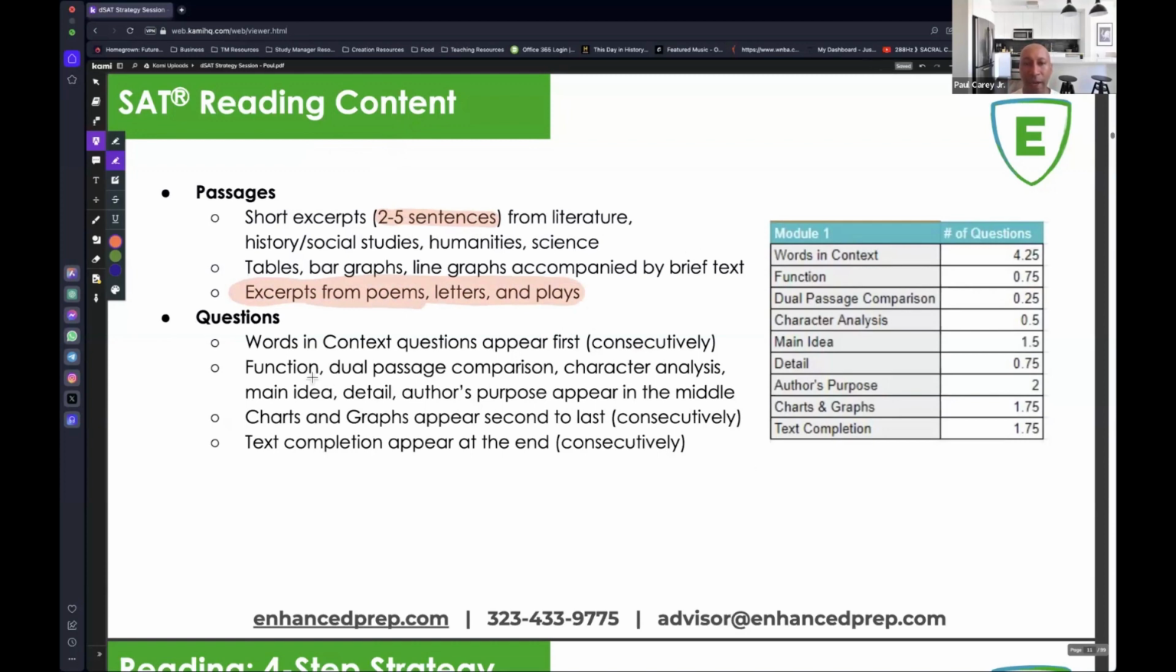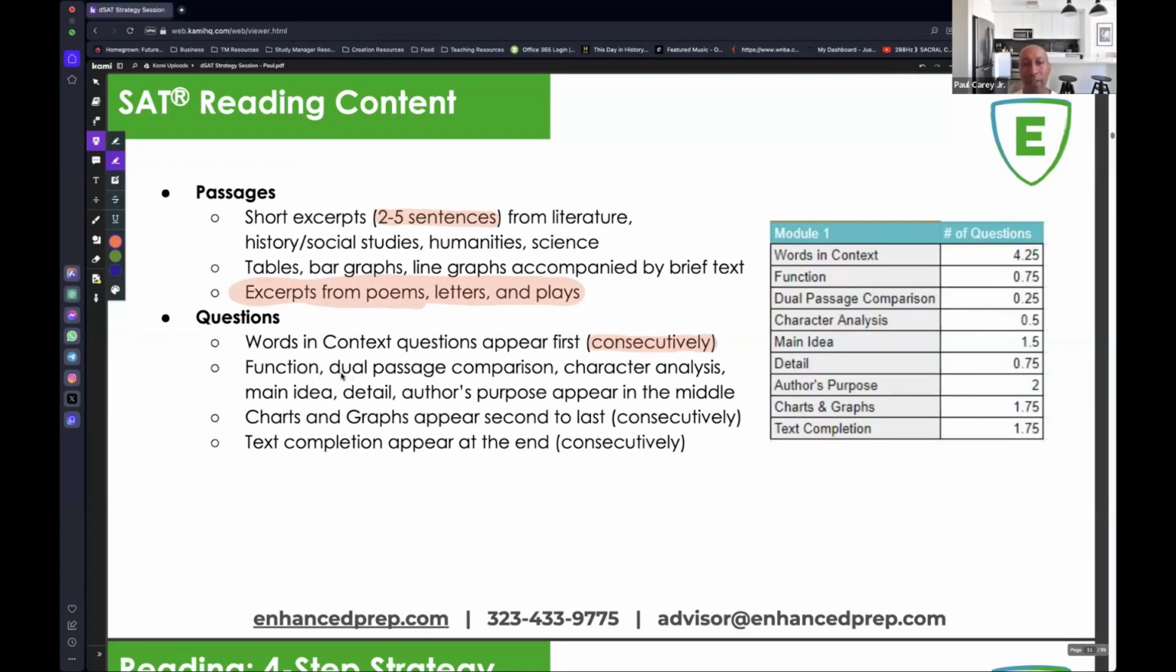Okay. As far as the questions, there's going to be words and context that come first. And these are going to come consecutively. Why is that important? This is good because it allows your mind to still stay on the same wavelength as far as thinking about how you're going to solve those different types of problems, okay? So words and context, those are consecutive.